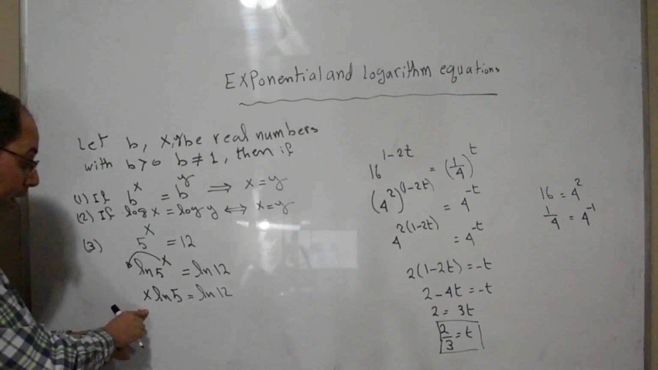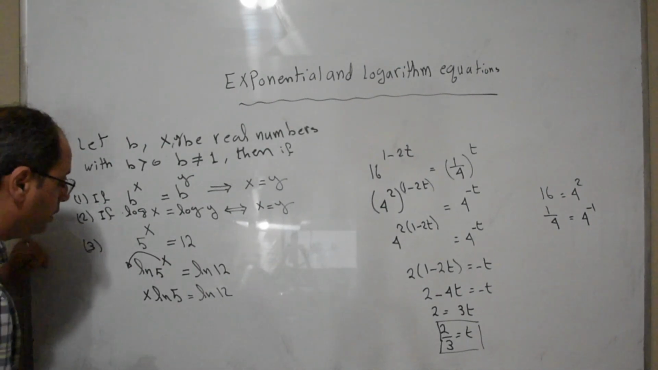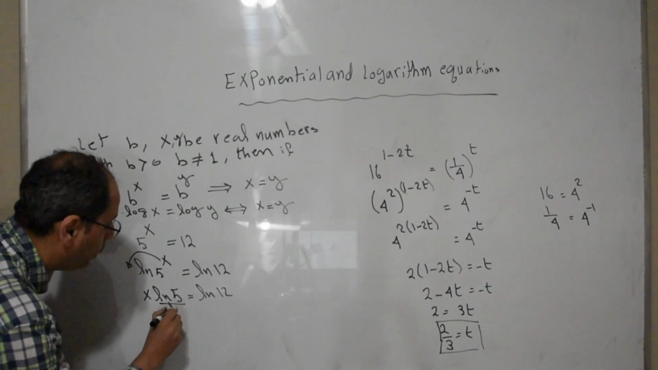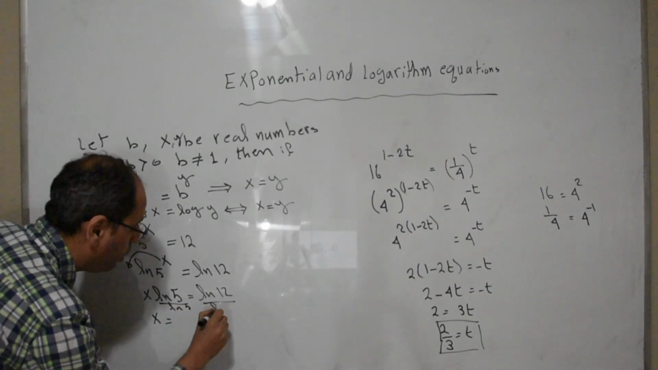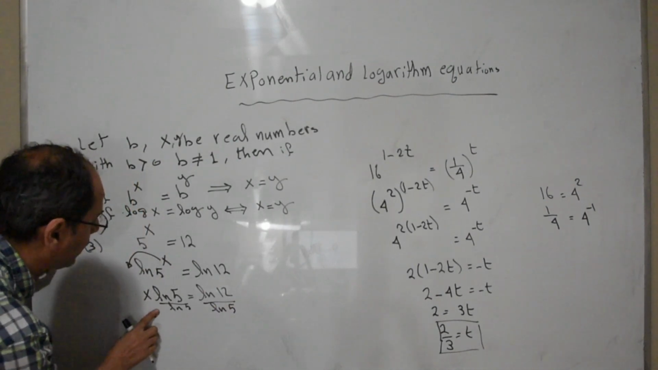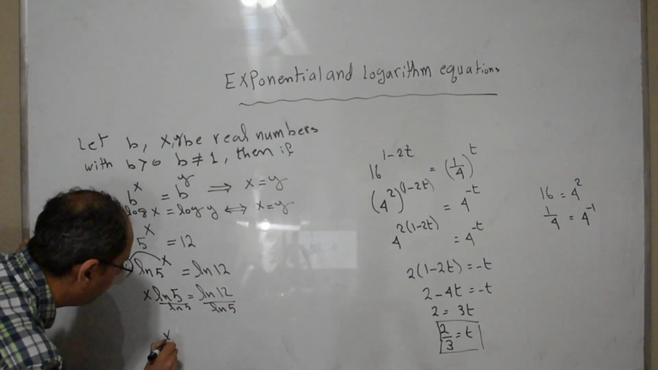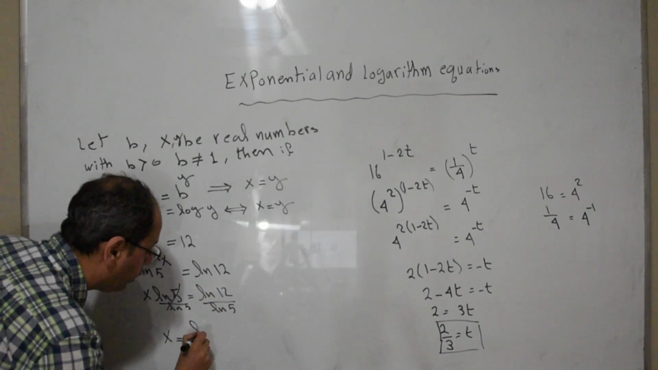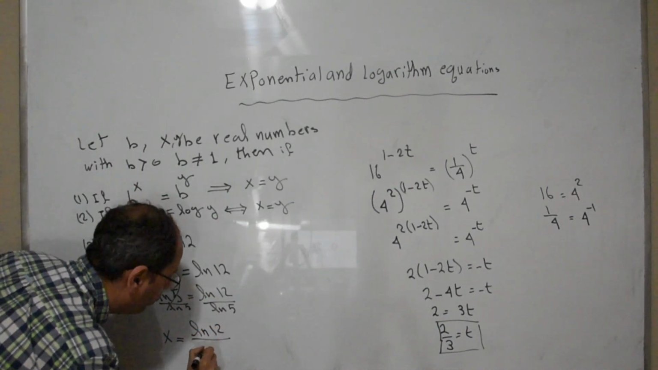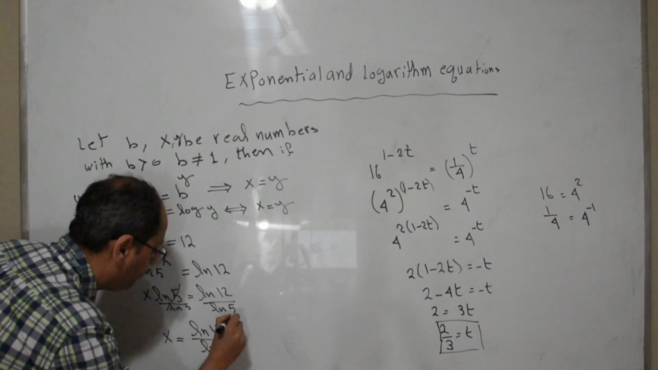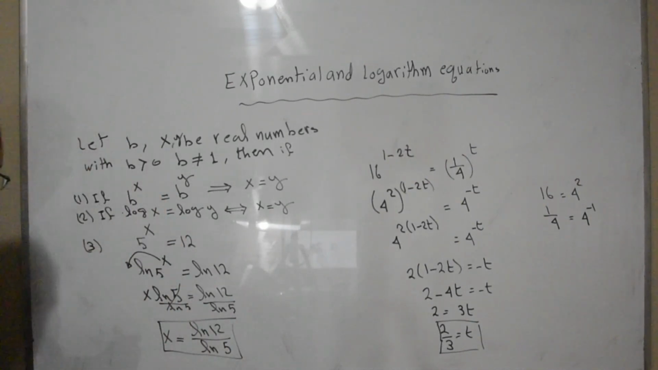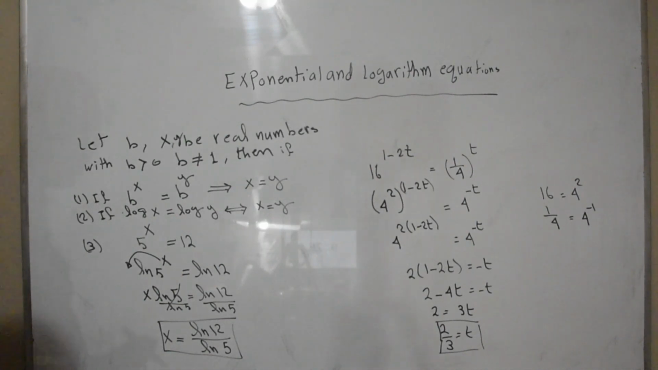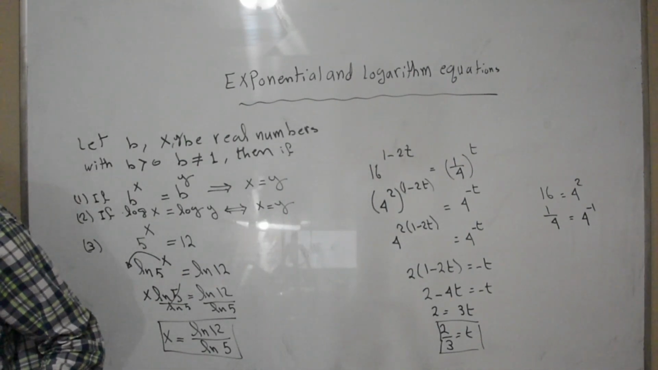Now I want to isolate x. I'm going to solve for x. So I divide by the natural log of 5. So I get x equals the natural log of 12 over the natural log of 5. And now I get the solution for this one. Okay, let's get another example.